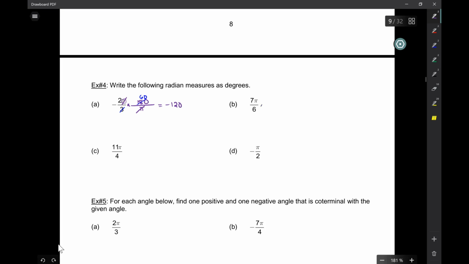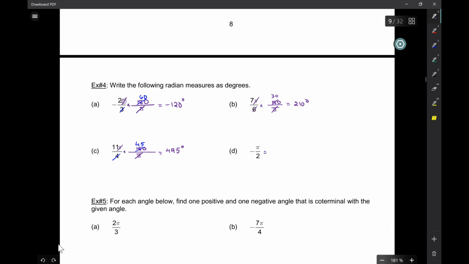All right. Similarly here, 180 over pi, I get 30, pi's go away, 210 degrees. This one, 180 over pi, pi's go away. And now what I want to do is, if I reduce the 4 with the 180, I get a 45 times 11, 495 degrees. These are all degrees.